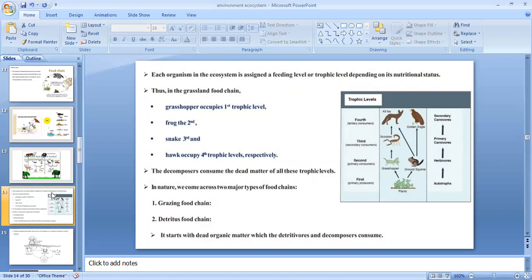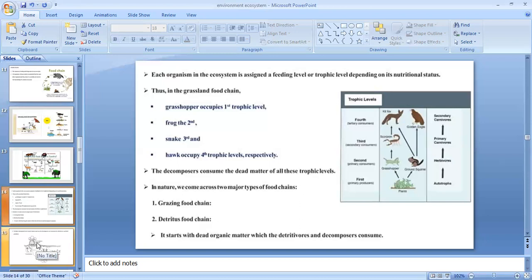Thus, in the grassland food chain, grasshopper occupies the first trophic level, frogs the second, snakes the third, and hawk occupies the fourth trophic level respectively. The decomposers consume the dead matter of all these trophic levels.